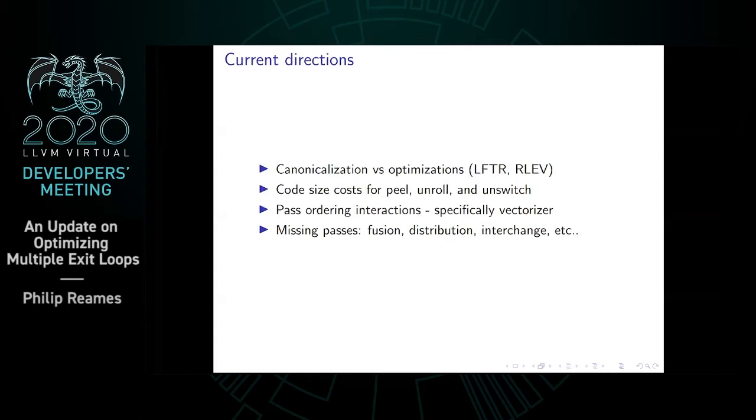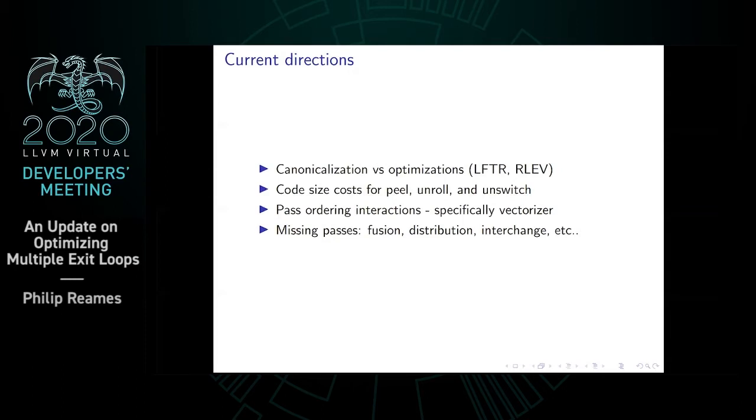A couple of things that have come up while doing that: in Invars, LFTR and RLEV are canonicalizations that we sometimes produce suboptimal code as a result of. So there's a very active debate as to whether these should in fact be canonicalizations and if we need some form of undo pass later in the optimizer, or if these should be profitability-driven optimizations instead.